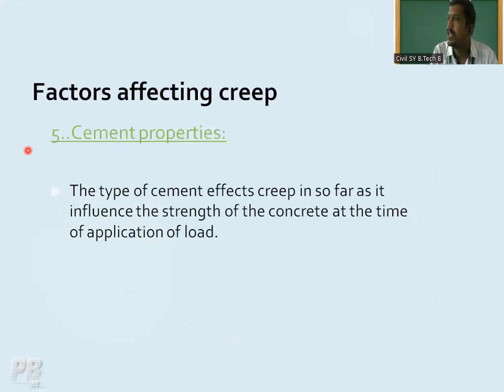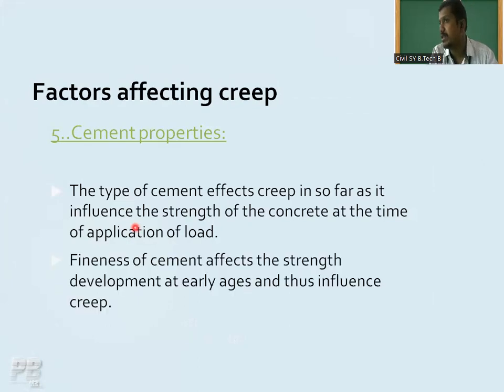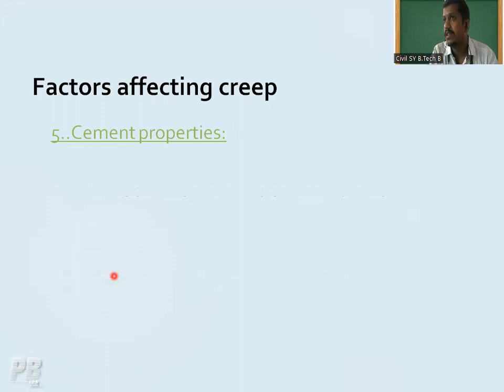Next factor is cement properties. Properties of the cements you all are aware about: fineness of the cement, consistency, setting time, and the strength or the soundness. These properties we have to consider as far as creep is concerned. The type of cement affects the creep insofar as it influences the strength of the concrete at the time of application of the load. The first point is regarding the type of cement. Second factor, fineness of cement.